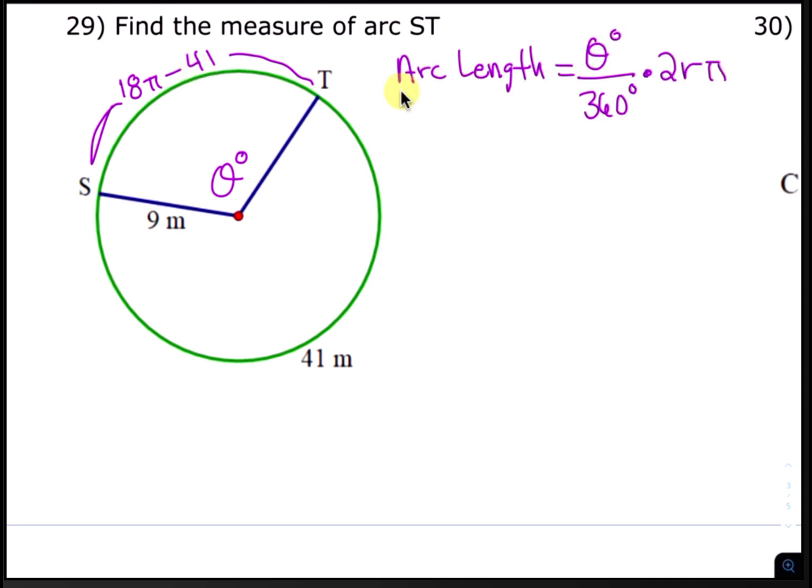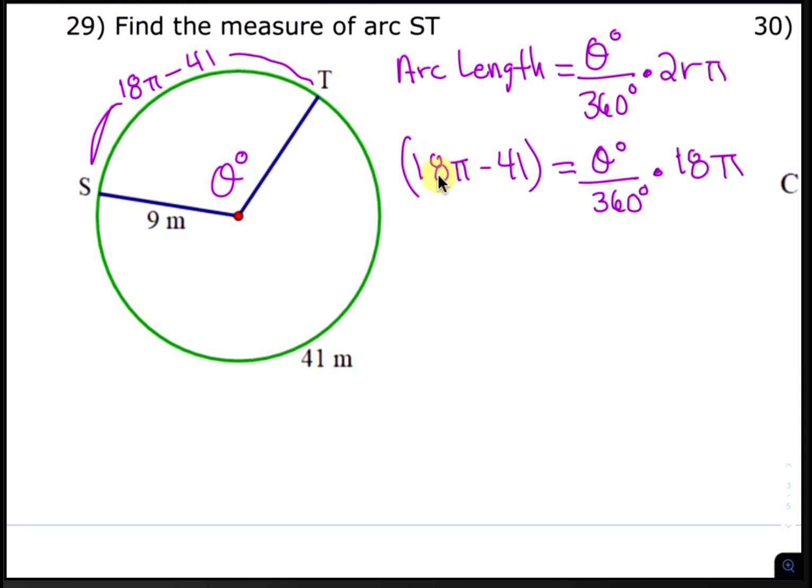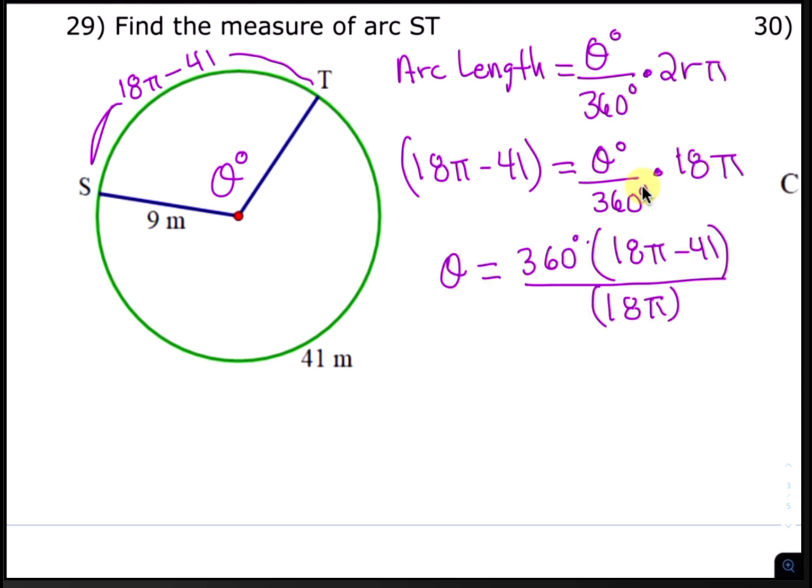Now we can use the arc length formula. That is the degree measure divided by 360 times 2r pi. And then replace the arc length with 18 pi minus 41, and also replace the radius with 9, and 9 times 2 would make 18. Solving for the degree measure, we would multiply both sides by 360 and then divide by the 18 pi. So the degree measure is 360 times (18 pi minus 41) over 18 pi, and that comes out to be about 99 degrees.